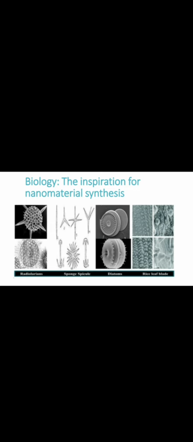Third one, biological method. The biological method is otherwise called green synthesis. They use bacteria, fungi, yeast, and plant extract. Here are some examples of biological nanomaterial synthesis: sponge spike, diatoms, reef, rice leaf blade. Biological synthesis offers rapid synthesis, controlled toxicity, control of site characteristics, and an eco-friendly approach.